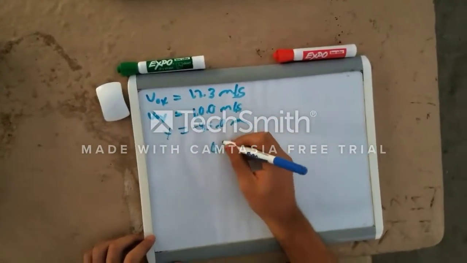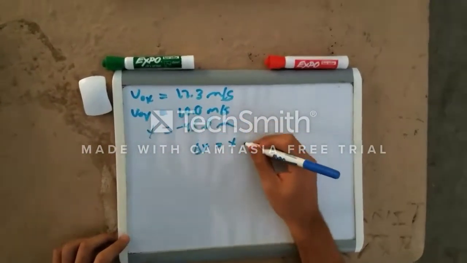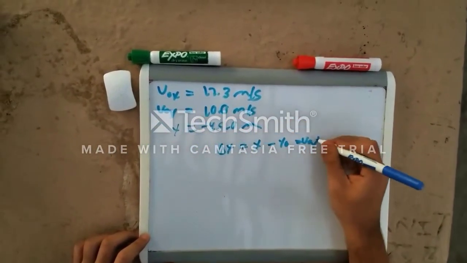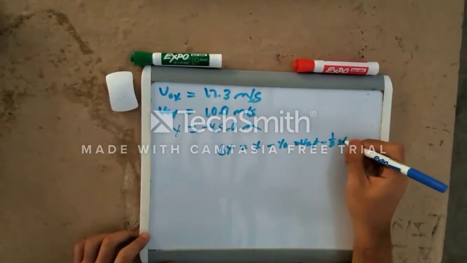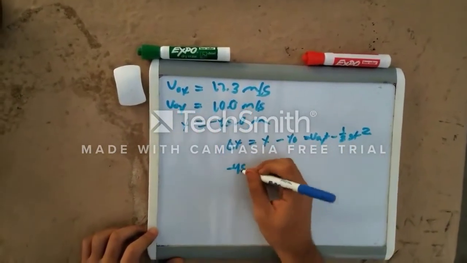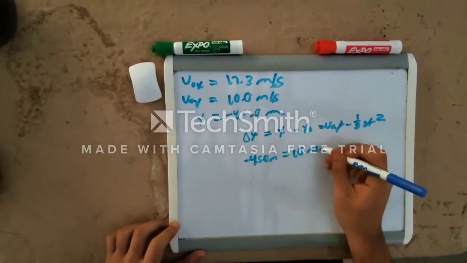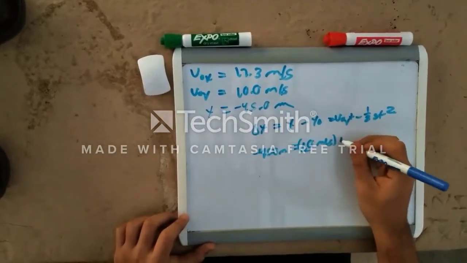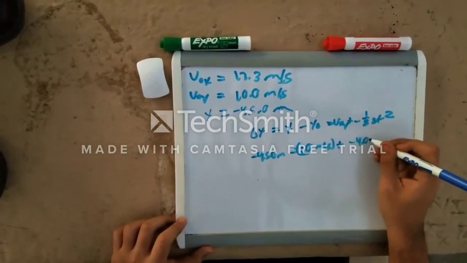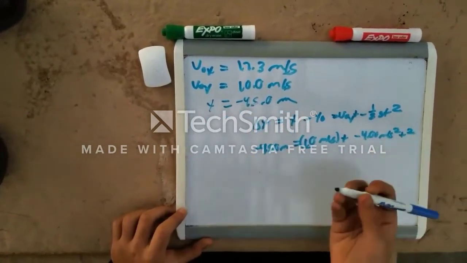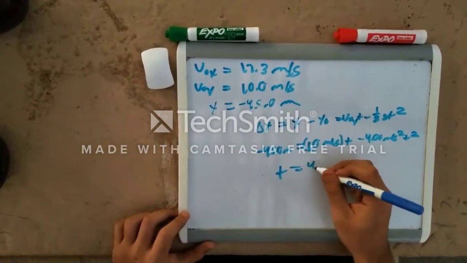So we use the change in y equals y minus y naught equals v naught y times t minus 1/2 g t squared. We plug in our numbers: negative 45 meters equals 10 meters per second times t minus 4.9 meters per second squared times t squared. If we solve it all out, we should get the answer of 4.22 seconds.